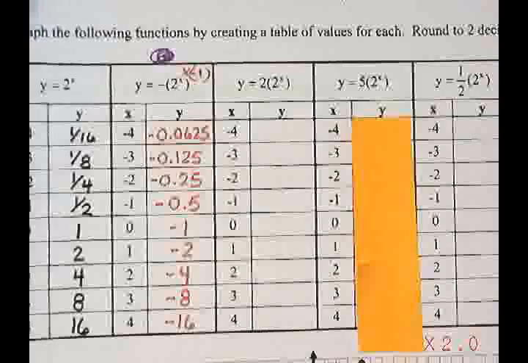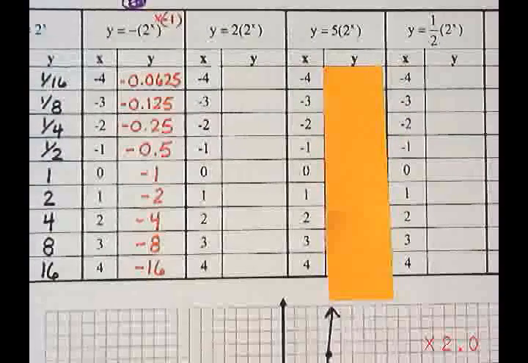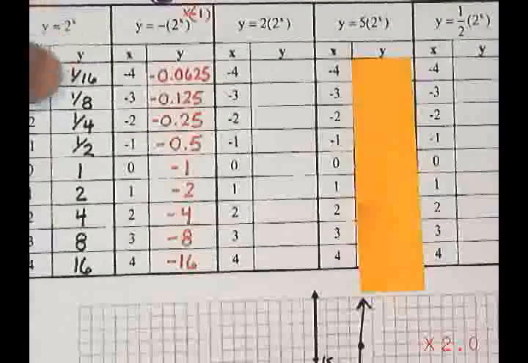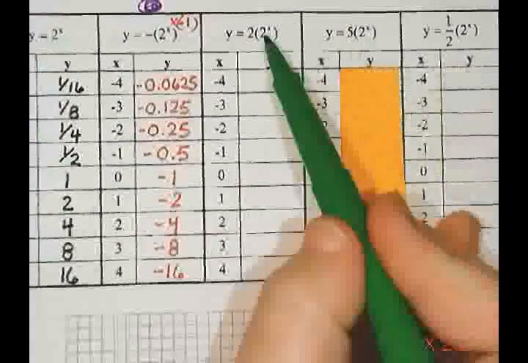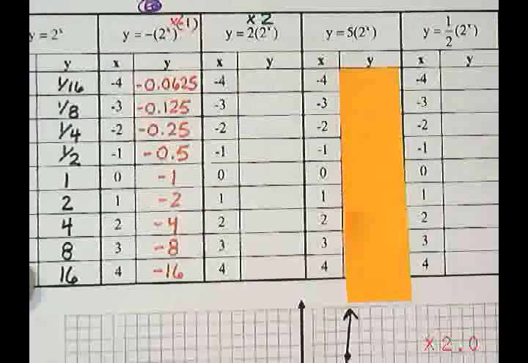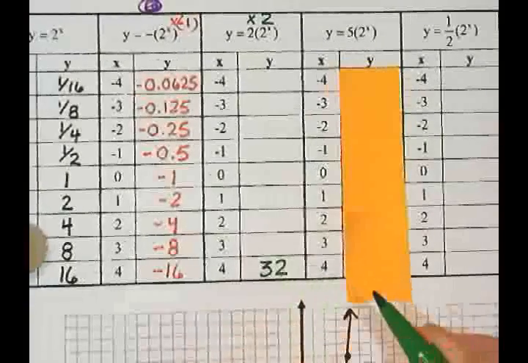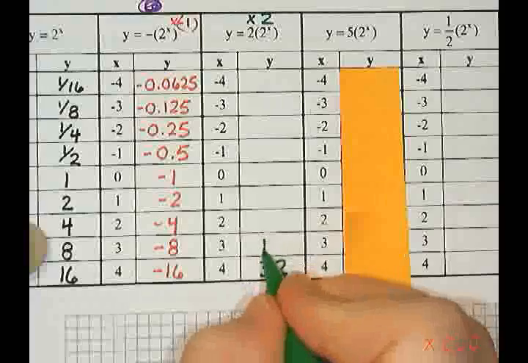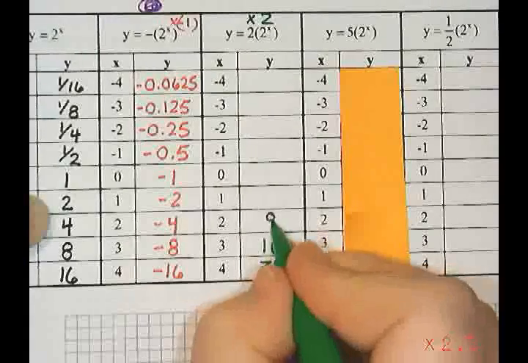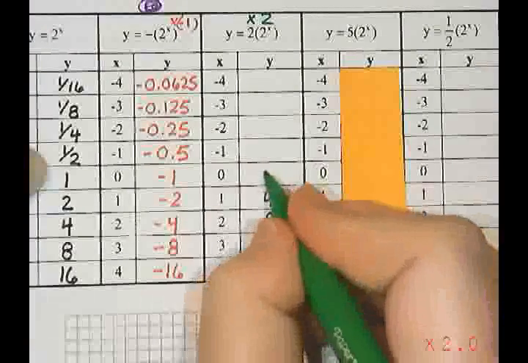We're going to do 2 times 2 to the power of x. So I'm going to take the values for 2 to the x, and I'm going to just multiply everything by 2. So I'm going to start at the bottom, it's a little easier. 16 times 2 is 32. 8 times 2 is 16. 4 times 2 is 8. 2 times 2 is 4. 1 times 2 is 2.